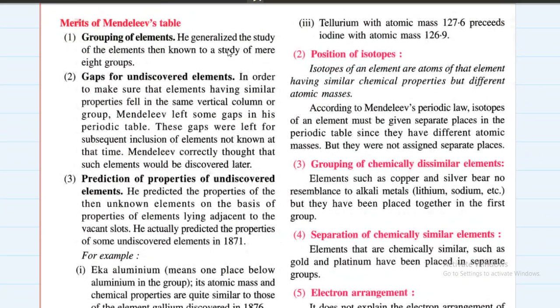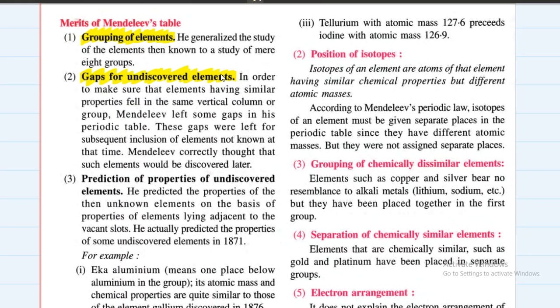Merits means advantages of Mendeleev's table. Grouping of elements. He generalized the study of elements then known to a study of mere 8 groups. See, the first merit is that he grouped the elements in 8 different groups. So you just had to study 8 groups, that's all. You did not have to study 63 elements. But remember that you had to study only 8 groups. So that was much easier.